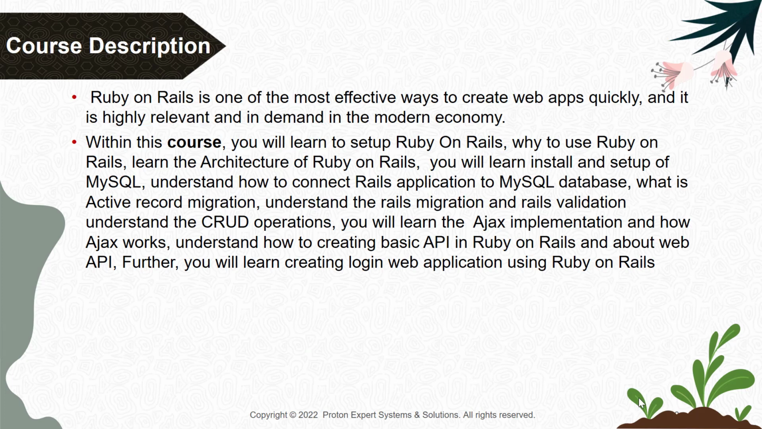Ruby on Rails is one of the most effective ways to create web apps quickly, and it's highly relevant and in demand in the modern economy. Within this course, you will learn to set up Ruby on Rails, why to use Ruby on Rails, learn the architecture of Ruby on Rails, you will learn to install and set up MySQL, understand how to connect Rails application to MySQL database, what is active record migration, understand the Rails migration and Rails validation, understand the CRUD operations.